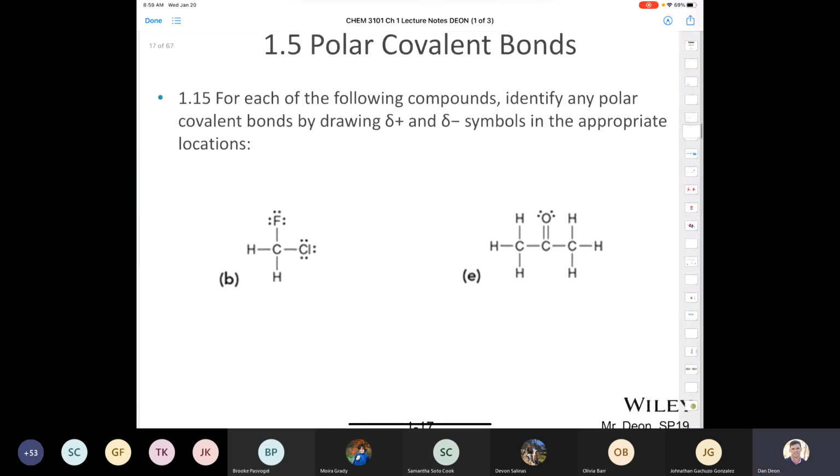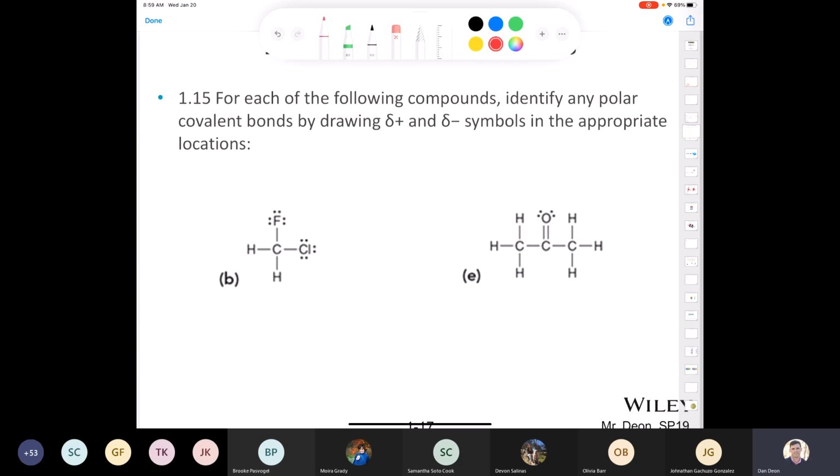All right, with all that in mind, let's take a break here and try a problem. It says, for each of the following compounds, identify any polar covalent bonds by drawing a delta plus and a delta minus in the appropriate location. I'm going to give you a second to think about that. And while you're thinking, I'm going to write down the electronegativities for some elements here just to jog your memory. Okay, so these are some electronegativity values that you could use to help you solve this problem. Could anybody help me out with B? Are there any polar covalent bonds in B?